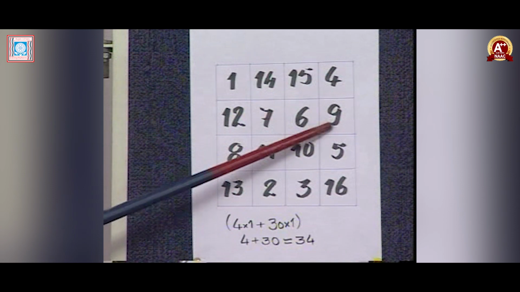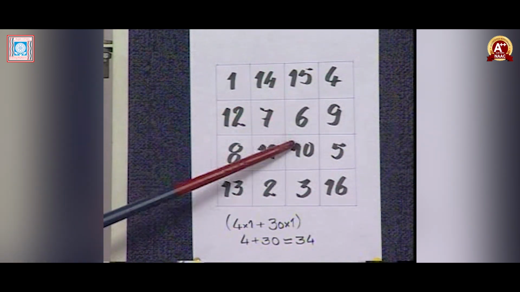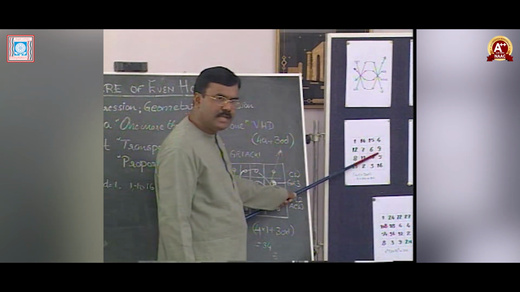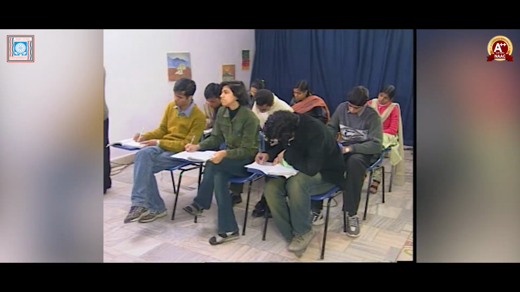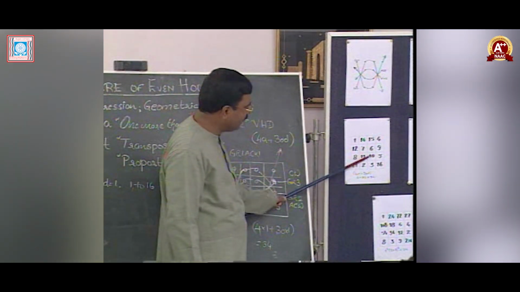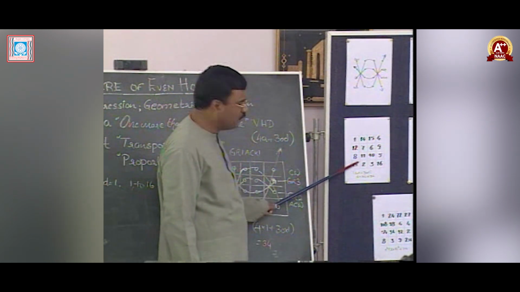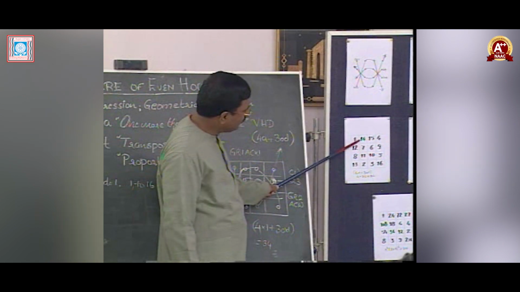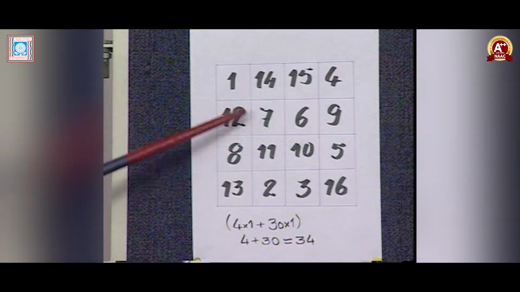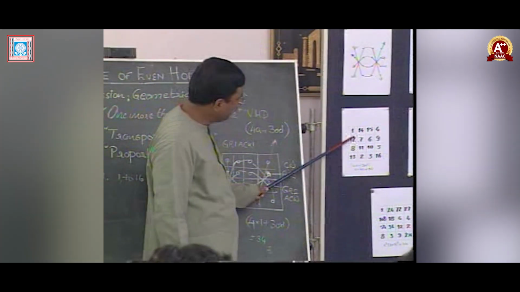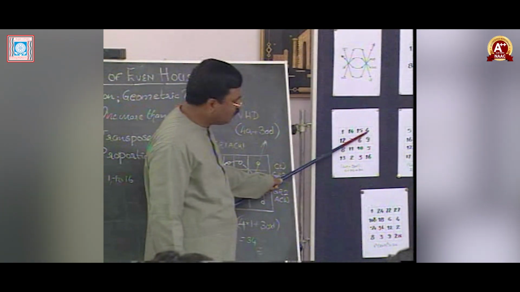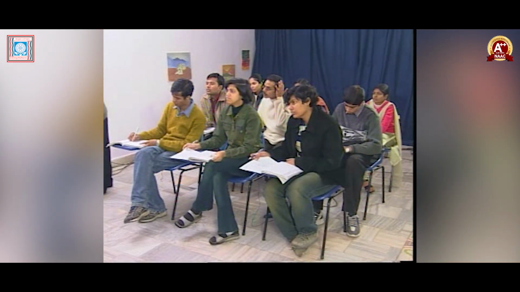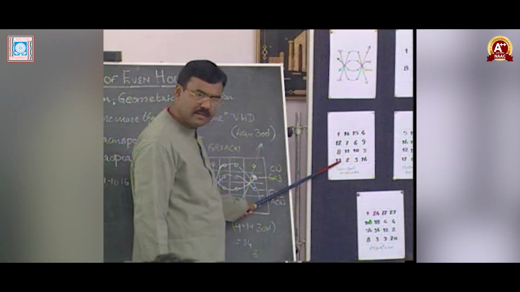Right top's total also becomes 34. That means all the 4 corners, what you will find by dividing these 16 into 4, you will get the same result. 12 plus 14 you will get 26. 26 plus 8 you will get 34. 6 plus 4, 10. 10 plus 15, 25. 25 plus 9, 34. Like that.